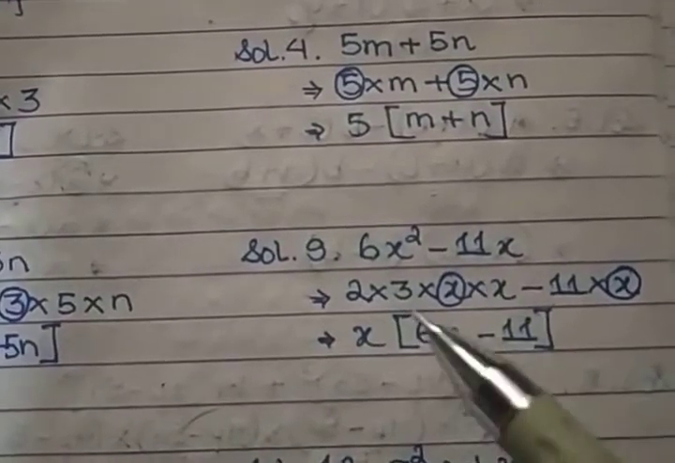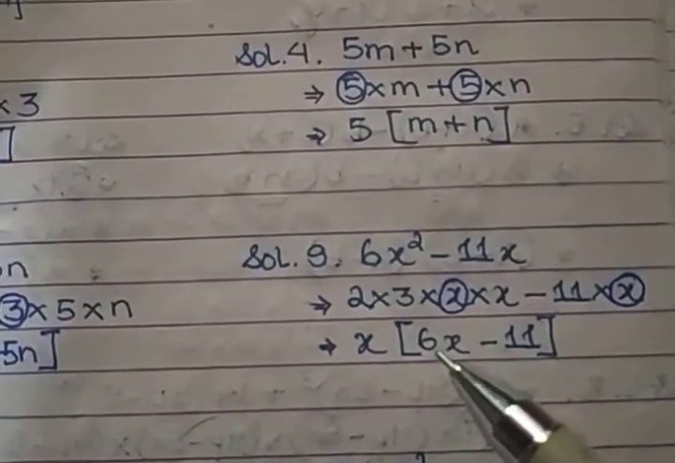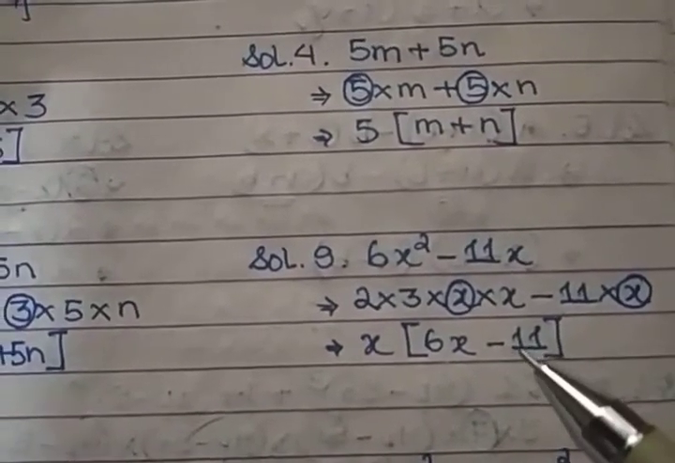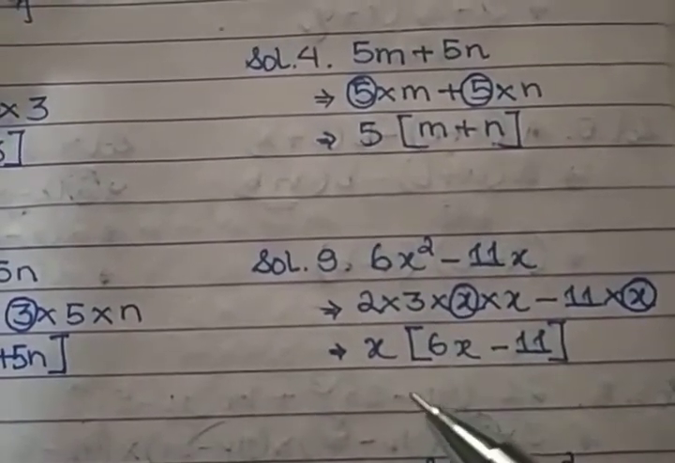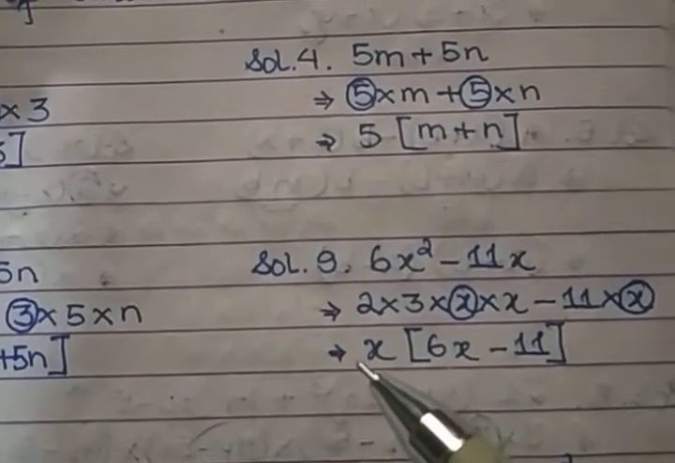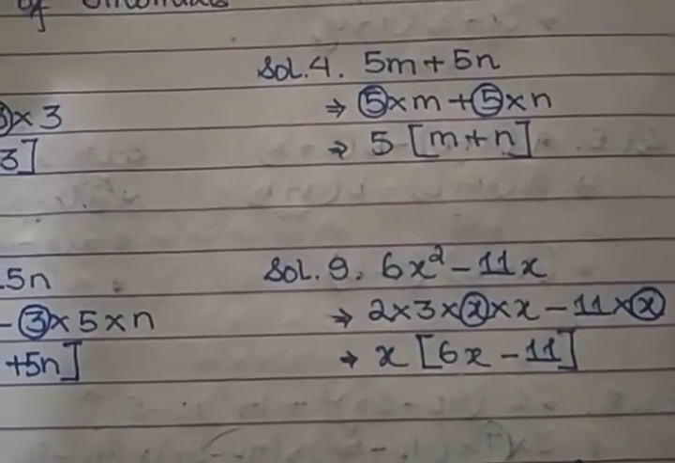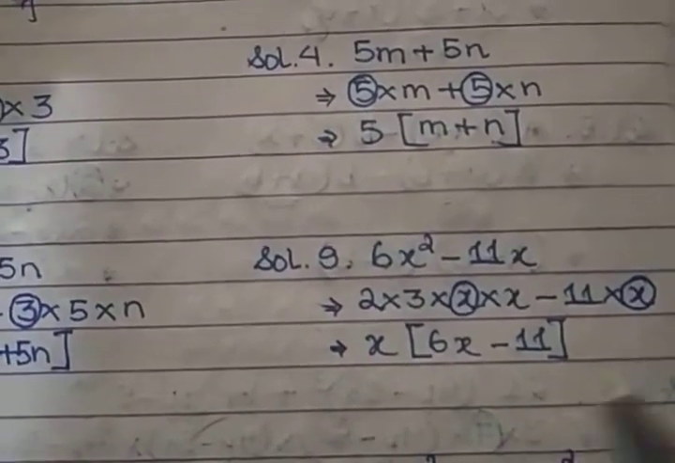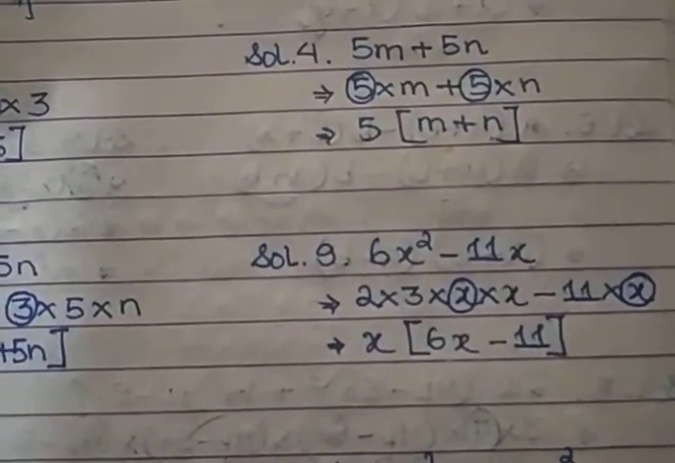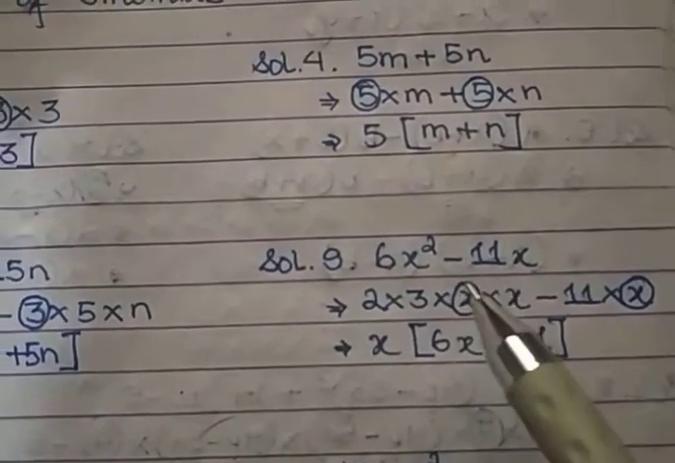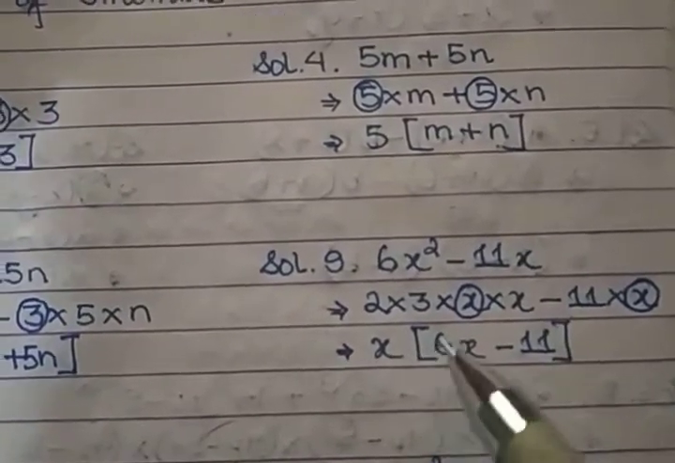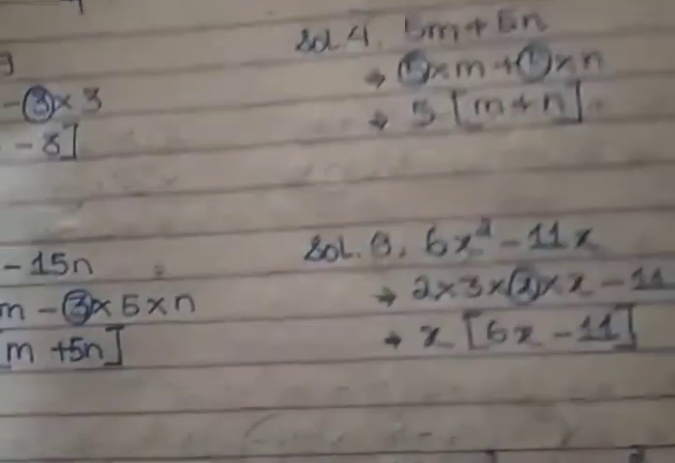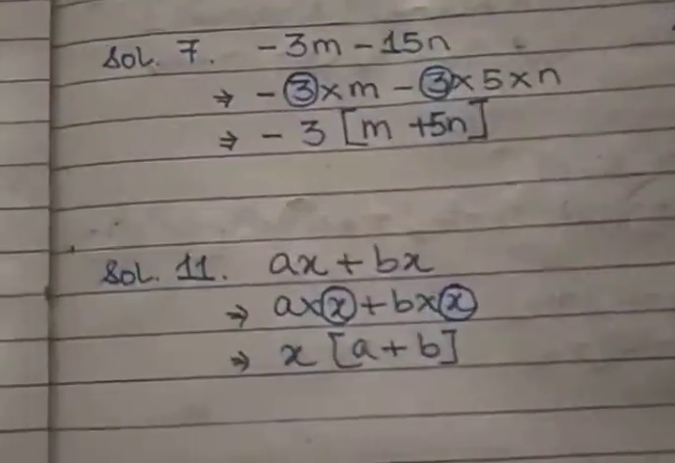Now what's left from the first term? 2 into 3, that is 6, isn't it? 6x, and minus 11. The sign doesn't change here. Why doesn't the sign change here? Because we haven't taken the negative as common. Remember that. The sign only changes when we take the negative also as common. So we have got the factors of 6x squared minus 11x as x within bracket 6x minus 11. That's it. Okay, moving on to the next one.